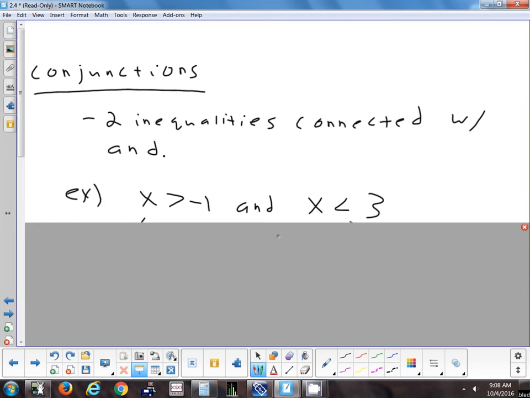This is an example of a conjunction. X is greater than negative 1, and X is less than 3. So what is that kind of like saying? If you wanted to describe all the numbers that are solutions to this, bigger than negative 1 and less than 3, what's another way to say it?